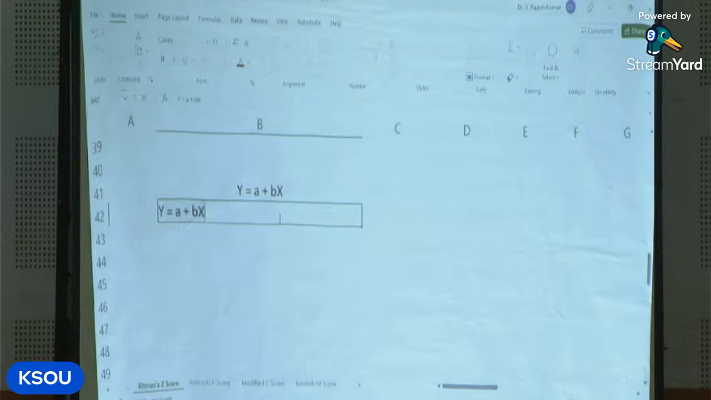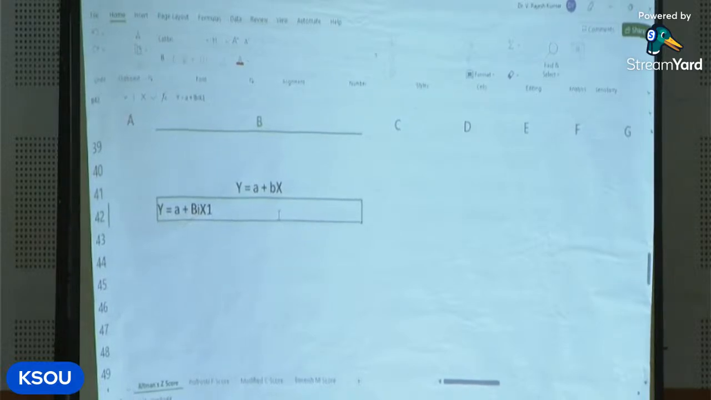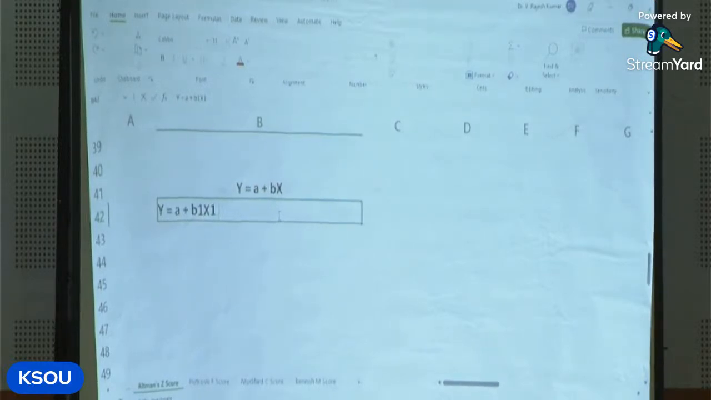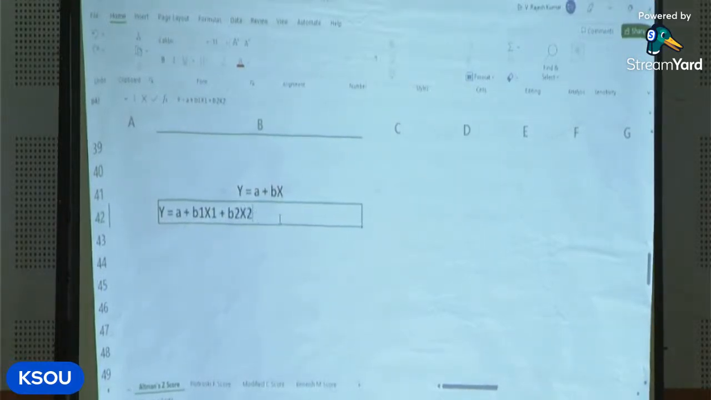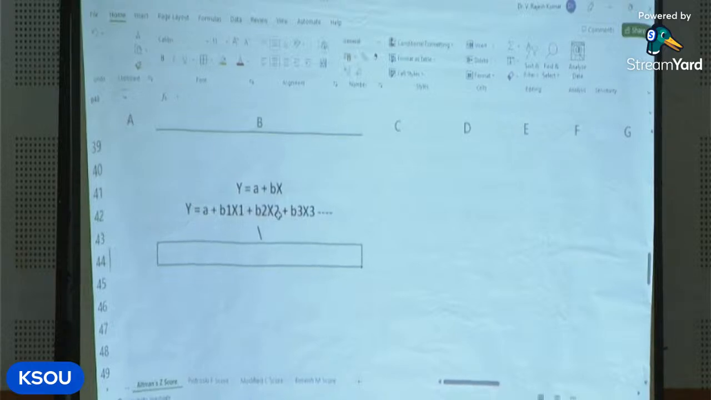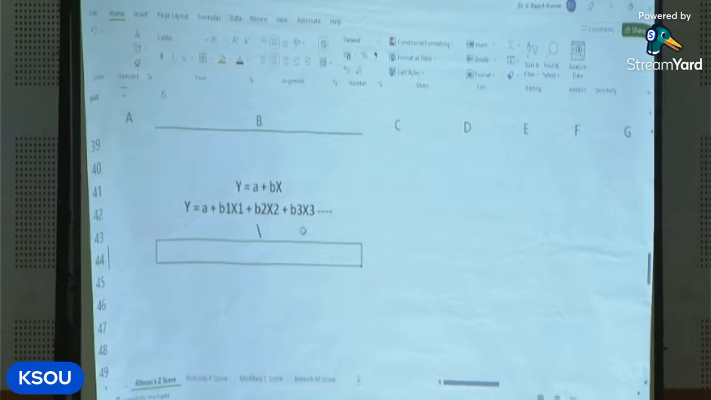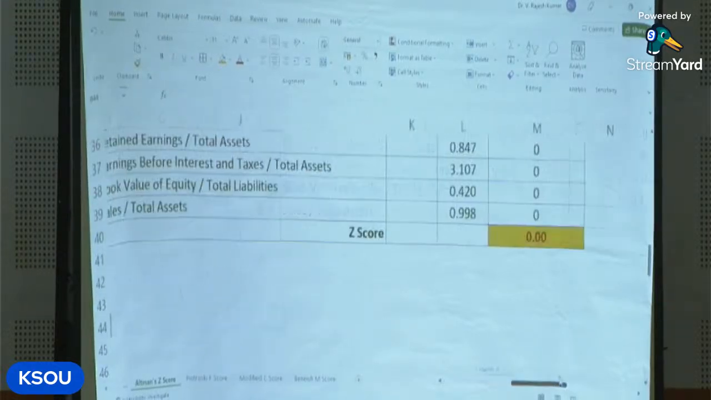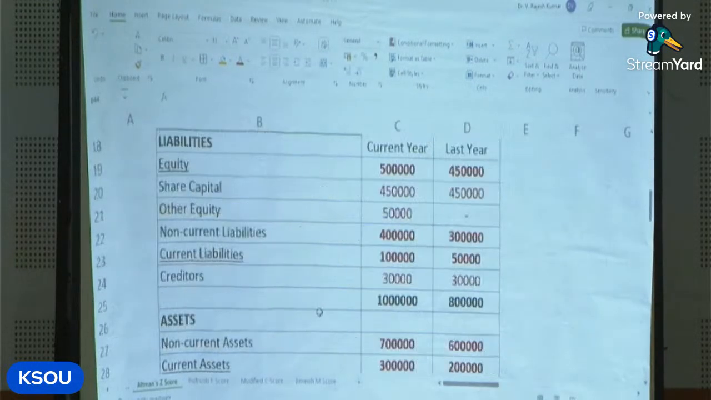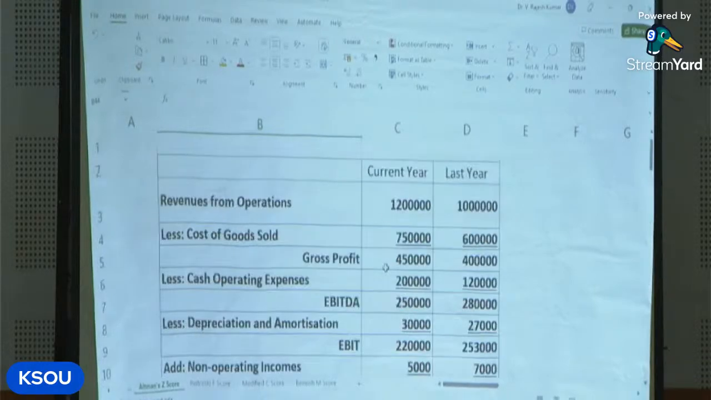Now, let's say y is equal to a plus b1 x1 plus b2 x2 plus b3 x3, etc. We call it a multivariate model. What do you understand by multivariate? Different variables. So y is influenced by many variables. Friends, what Altman built was such a multivariate model. He gave 5 variables with some weights. These weights are this b1, b2, b3.